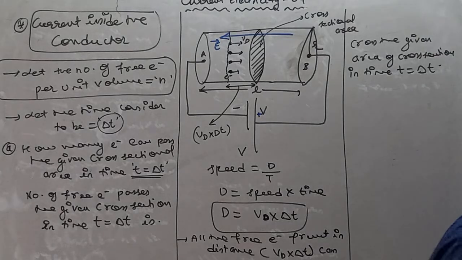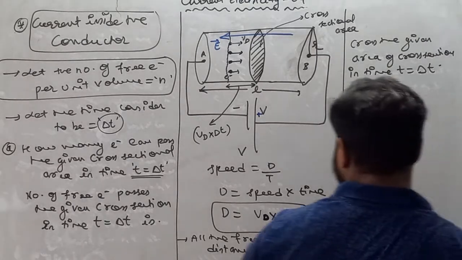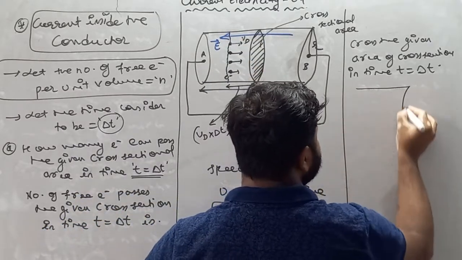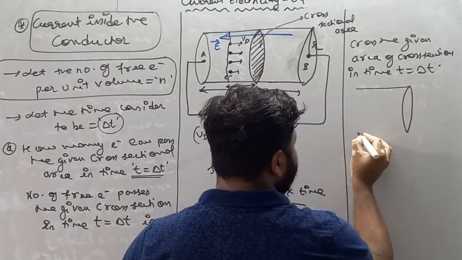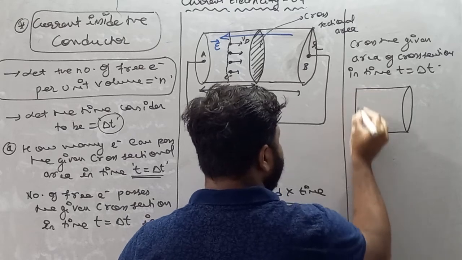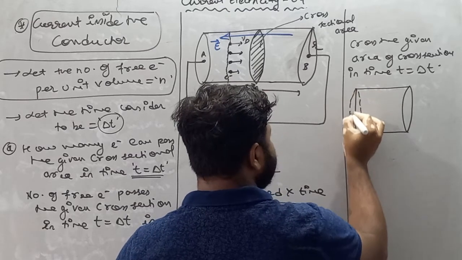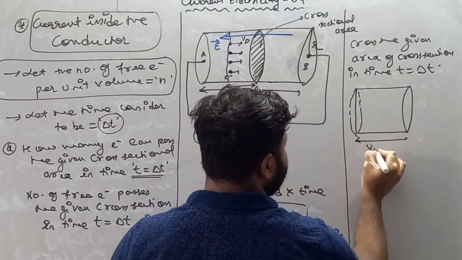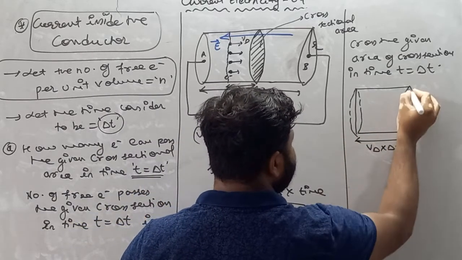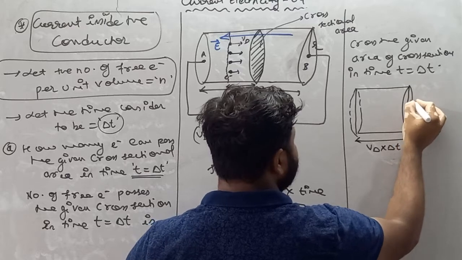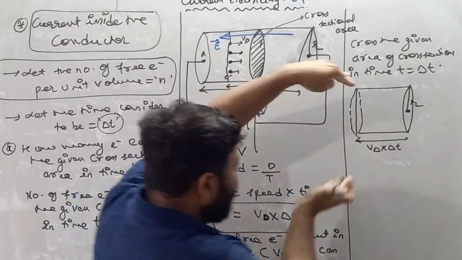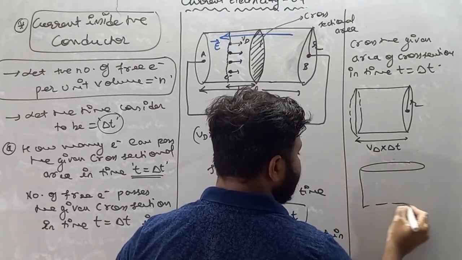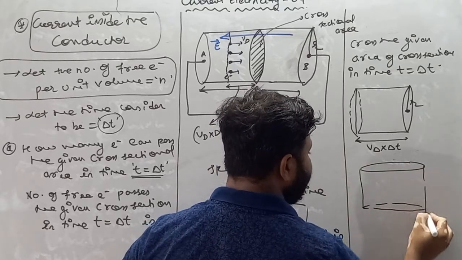My dear student, I hope you all understand this thing. Now see, if I take this region, it will look like this. If you are aware of the structure, this length is nothing but Vd into delta t, and the radius is considered to be r. If I flatten this structure, it converts like this, and this becomes a cylinder, my dear student.